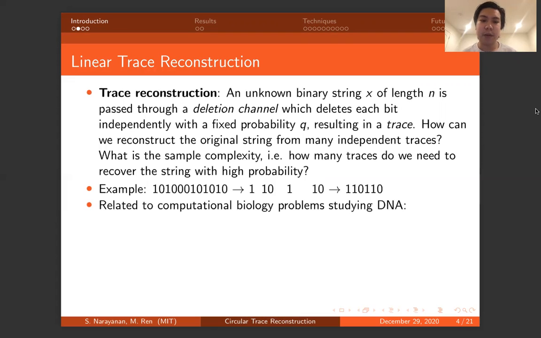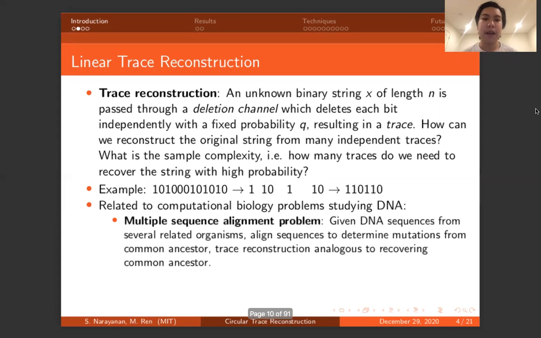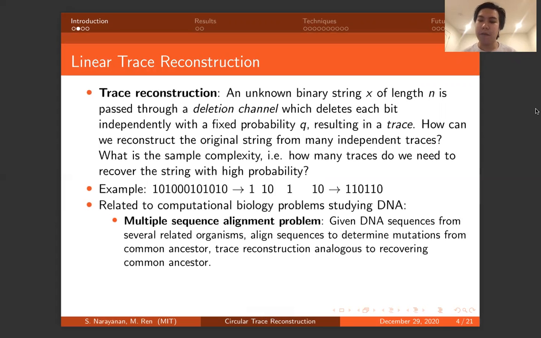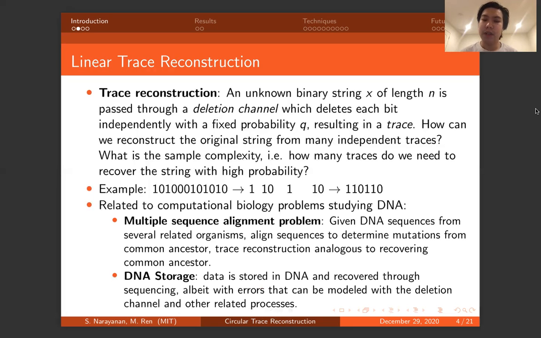The motivation for this problem comes from some questions in computational biology studying DNA. First, there's the multiple sequence alignment problem, where given DNA sequences from lots of descendants, you want to determine the sequence of the ancestor. And there's also the question of DNA storage, where data is stored in DNA, and we can read the data by sequencing, though this is somewhat noisy, and for example, some bits might be deleted in the process.